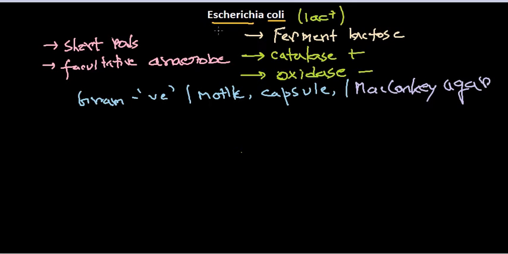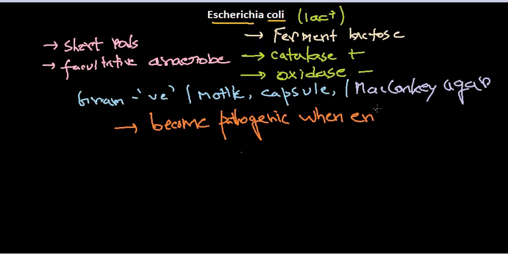Those Escherichia coli that are present in our gut are sometimes not pathogenic, but when they enter our bloodstream, they become pathogenic. So let me note: they usually become pathogenic when entering the bloodstream, okay. So that is an important point. When they enter the bloodstream, only then do they become pathogenic in most cases. Otherwise they are non-pathogenic in nature.